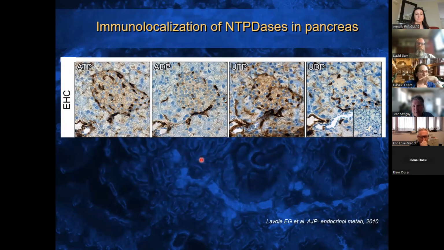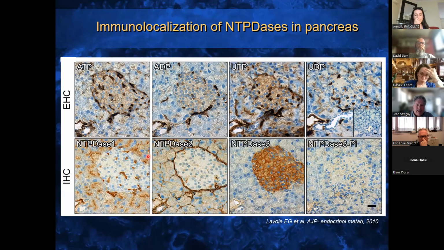Another example is in the pancreas. On the top panels here, we show the hydrolysis of ATP, ADP, UTP, and UDP, and the activity can be seen as a red color. And what we found is that the combined activities of these enzymes can be explained by the combined immunolocalization with NTPDase antibodies. So here are the NTPDase1 antibodies, 2 and 3.